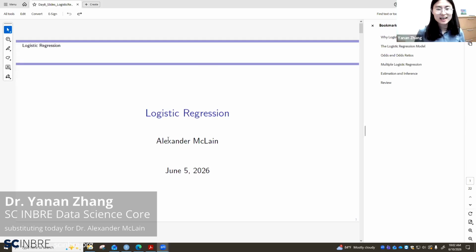Okay, let's start our today's topic. We will focus on a new modeling approach, which is very commonly used in biomedical research. This is called logistic regression.